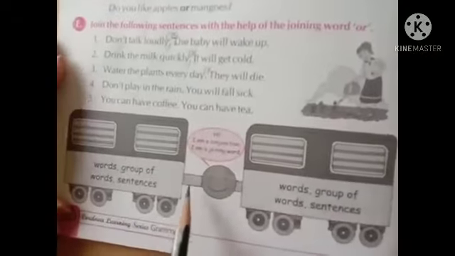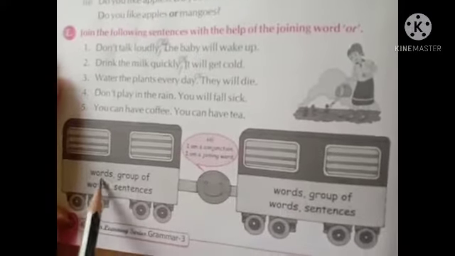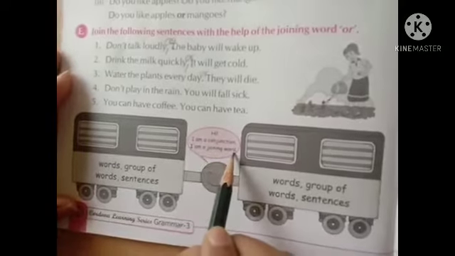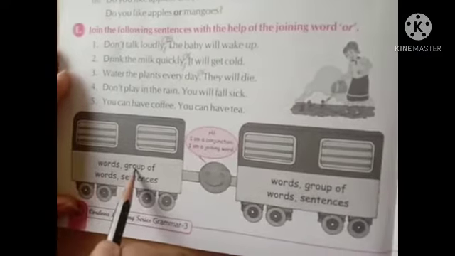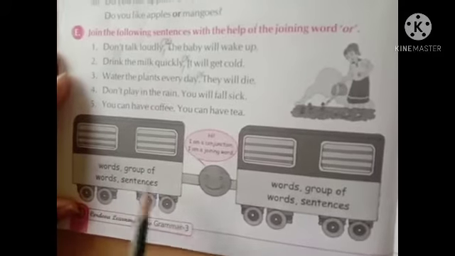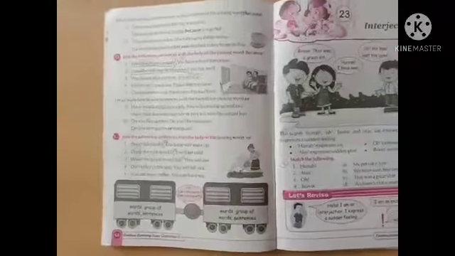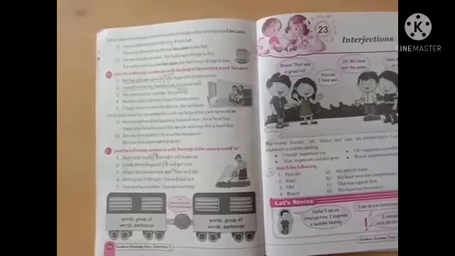See the revision. Let's revise. Words. Hi, I am a conjunction. I am joining words, group of words, sentences. Understood? You have to solve these pages and write in notebook and send me photocopy.